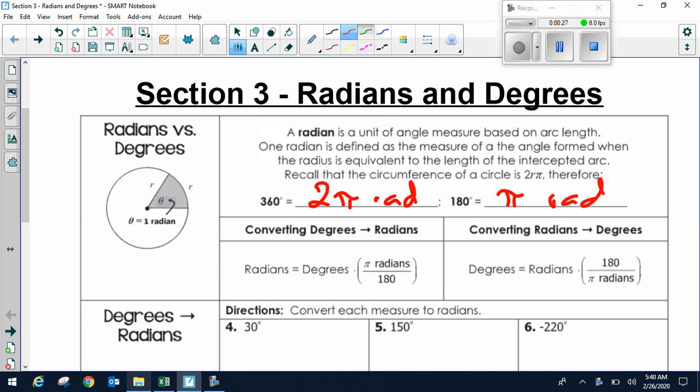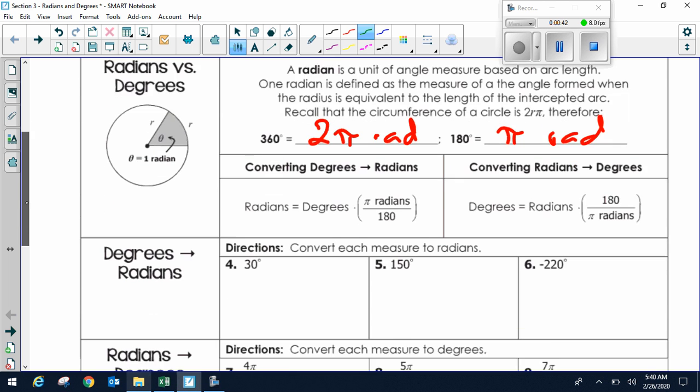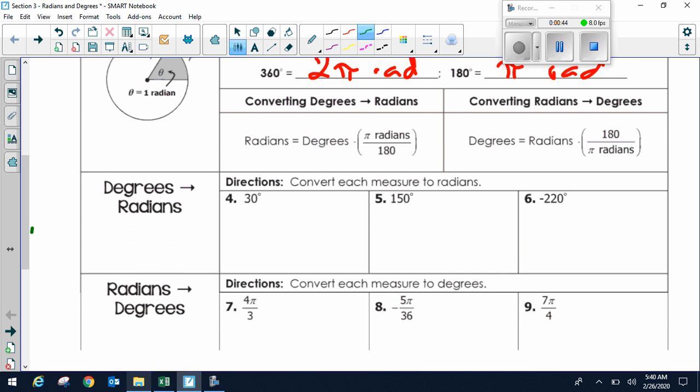There's two equations. One, when you're going from degrees to radians, you take the degrees and you multiply by pi over 180. When you go from radians to degrees, you take the radians and multiply by 180 over pi. So let's go ahead and convert.